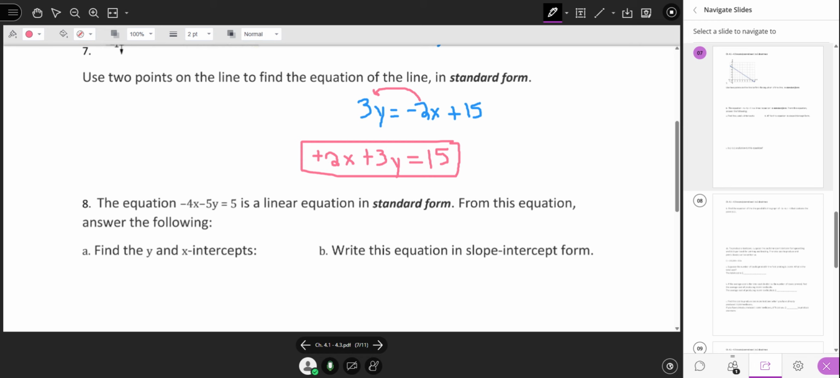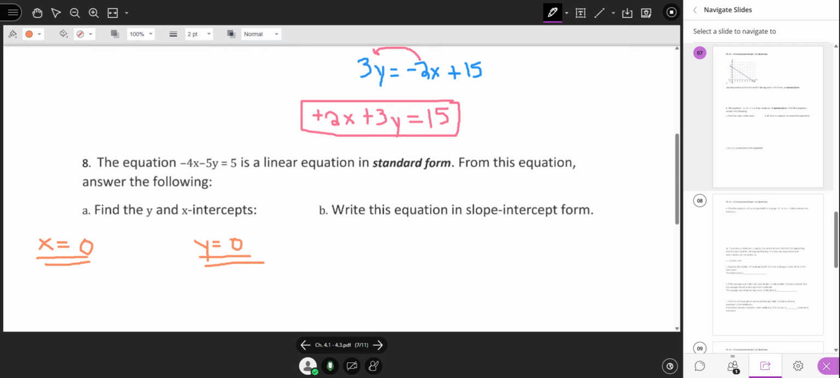So this equation is already in standard form. It says find the x and the y intercept. Now remember, and I like this, when it's in standard form and you have to find the x and the y intercept, let x be 0 one time, let y be 0 the other time. Okay?